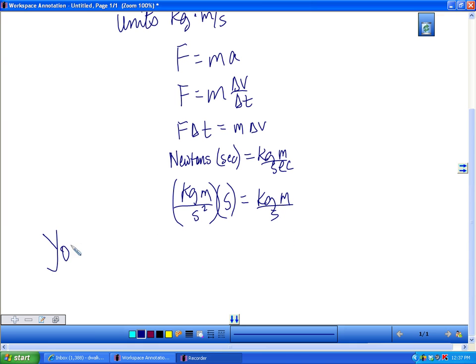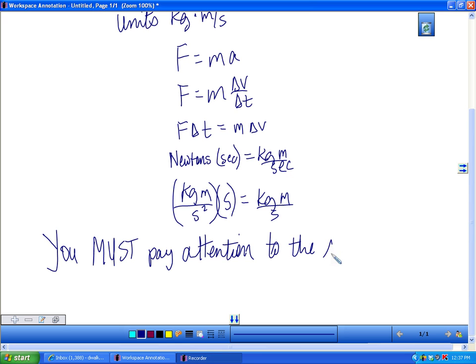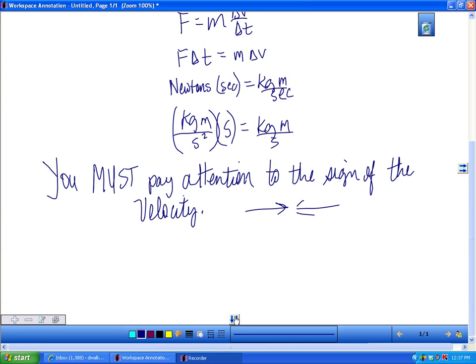Okay, you must pay attention to the sign of the velocity. It is very easy when they're headed toward each other like that to forget to make one positive and one negative. So be careful. That's just a real common mistake that folks make, including your teacher. All right. So I'm going to pause that. So we can talk about conservation of momentum.